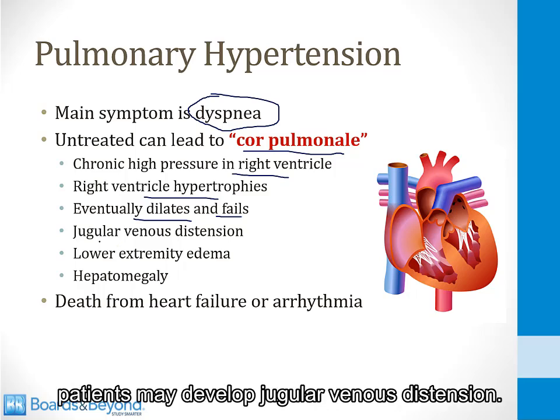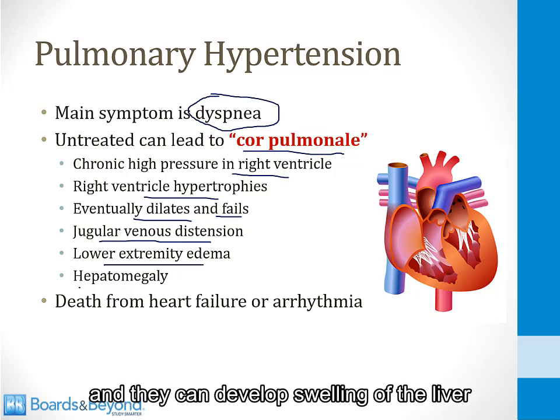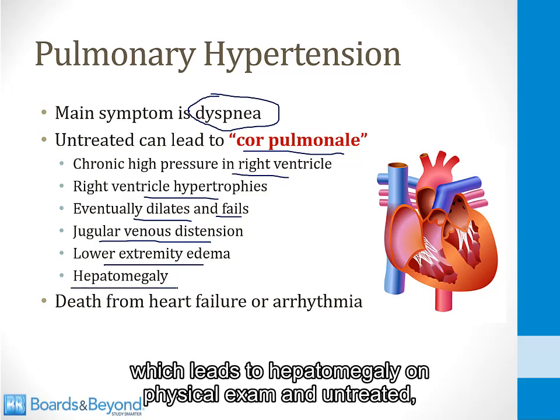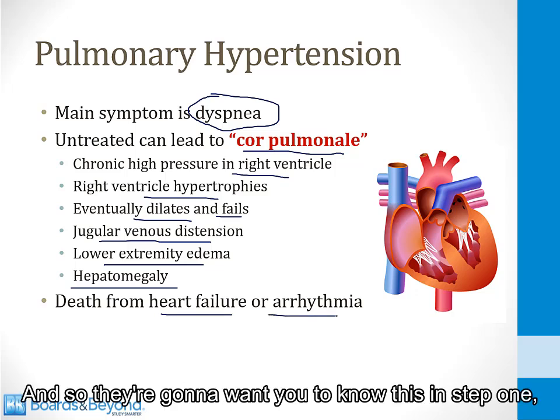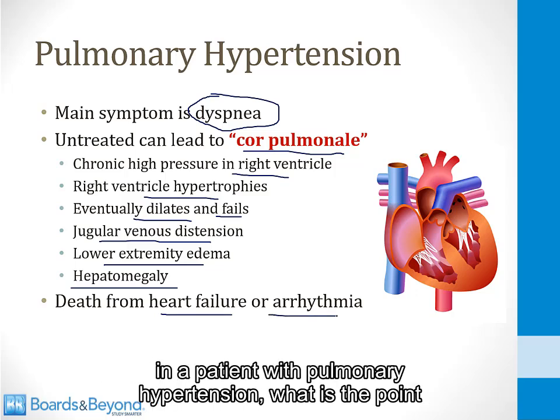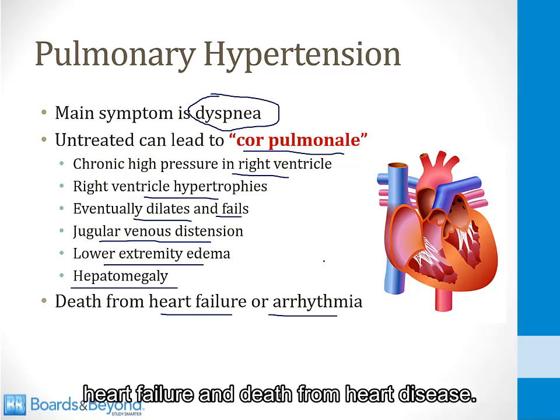Patients may develop jugular venous distension, they can develop lower extremity edema, and they can develop swelling of the liver, which leads to hepatomegaly on physical exam. And untreated, this can eventually lead to heart failure and arrhythmia and death. And so they're going to want you to know this in step 1. In a patient with pulmonary hypertension, what is the point of treating the condition? And it's to prevent right heart failure and death from heart disease.